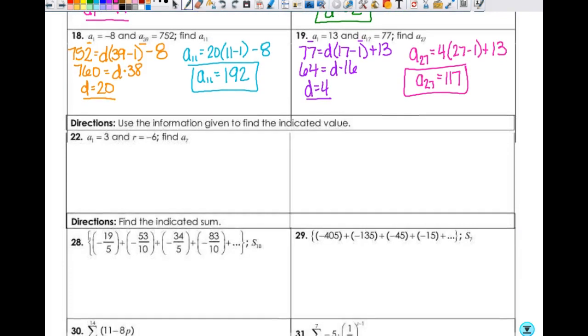So now I want to use the information to find the indicated value. Here I have A, but I have R. It's not D. Right? So that means that I need to use the geometric sequence. So AN, which is A7, is equal to A1, which is 3, times R, which is negative 6, to the 7 minus 1 power, which is the 6th power. You can type that into your calculator and you get A7 is equal to 139,968.